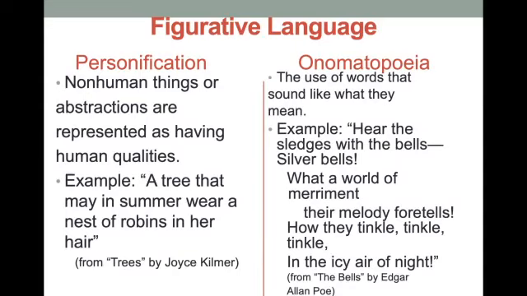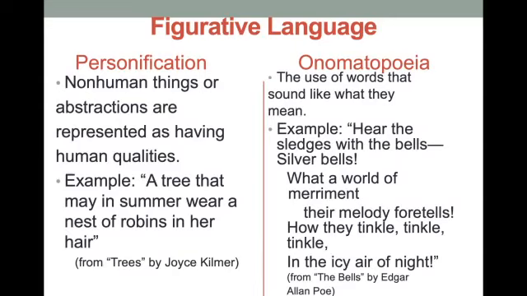Next, what we have for figurative language is personification. Now, if you take a non-human thing or an abstract idea and you represent it as having a human quality. For example, a tree that may in summer wear a nest of robins in her hair. Well, a tree can't wear anything and it certainly doesn't have hair. But we can still understand that in summertime a tree might have a nest of robins, but we're giving it that personification, we're giving it a human-like quality by saying that it might wear something and it has something in its hair.